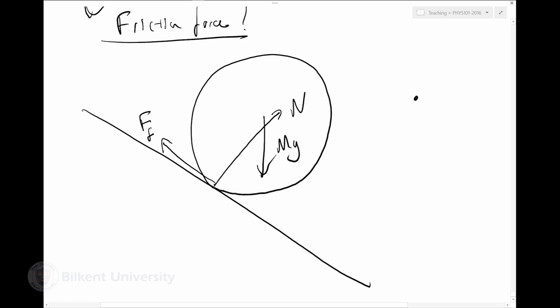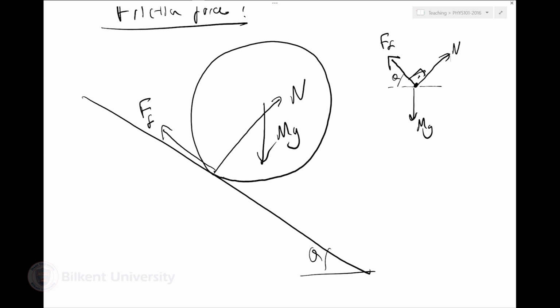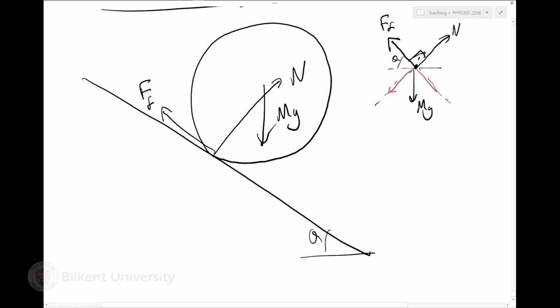So first let me turn this into a free body diagram. So this is 90 degrees. The angle here is theta. And then I have mg. I have N. So I will actually look at the components of mg. Down the incline, the component is mg sine theta. And perpendicular to the incline, it's mg cosine theta.